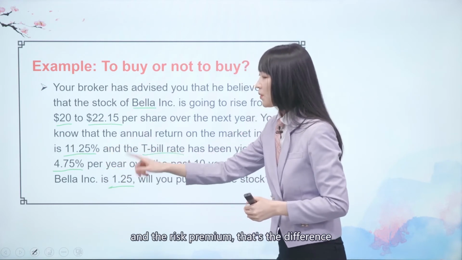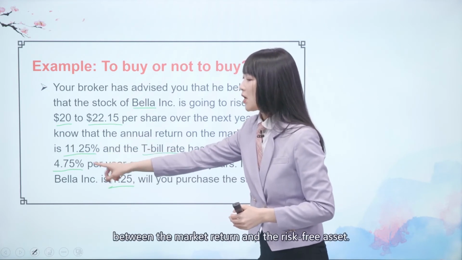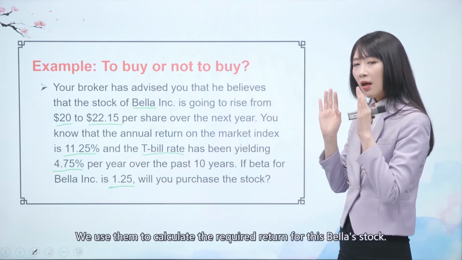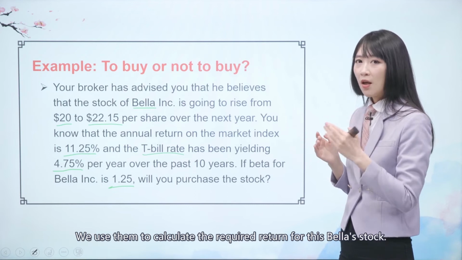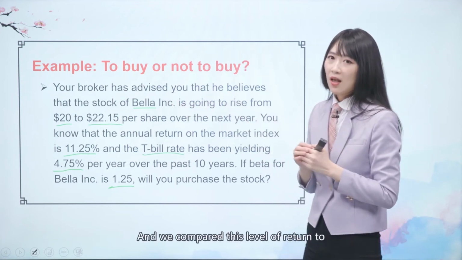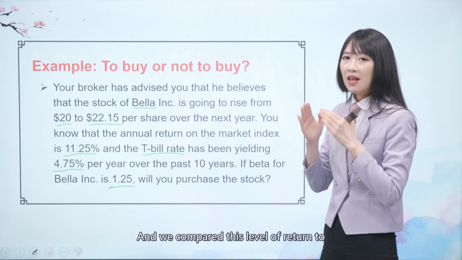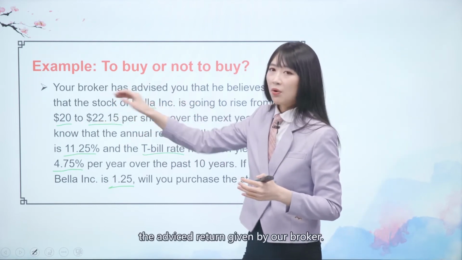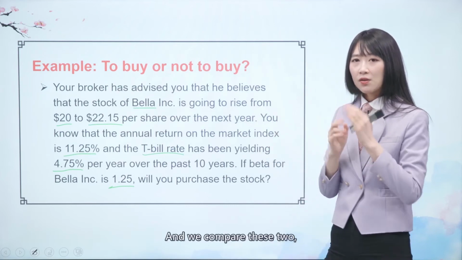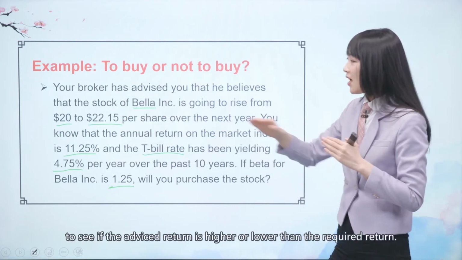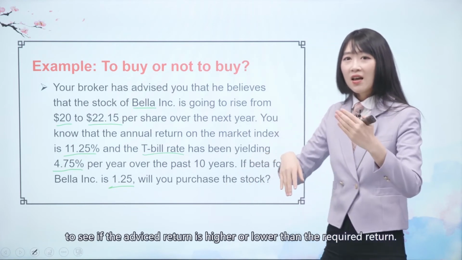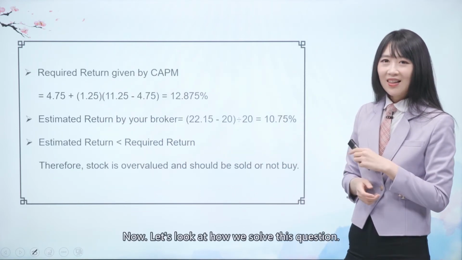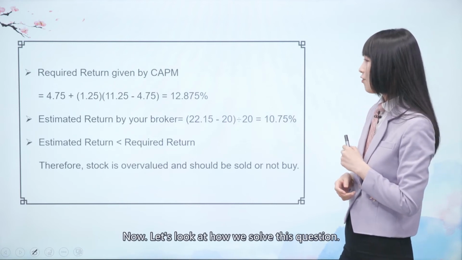That's the difference between the market return and the risk-free asset. We use them to calculate the required return for Bella's stock, and we compare this level of return to the advised return given by our broker, to see if the advised return is higher or lower than the required return. Now, let's look at how we solve this question.